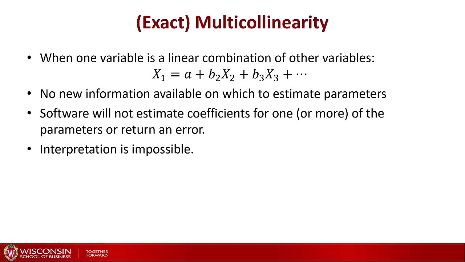If you try to run a regression where you have exact multicollinearity, either the software will tell you that we have a multicollinearity issue and it will automatically drop one or more of the variables, or it will just return an error and say it cannot run any regression with this dataset because of multicollinearity. Another issue is that interpretation is impossible in this case.